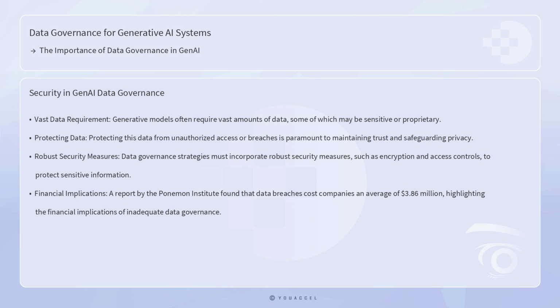Security is another critical dimension of data governance in GenAI. Generative models often require vast amounts of data, some of which may be sensitive or proprietary. Protecting this data from unauthorized access or breaches is paramount to maintaining trust and safeguarding privacy. Data governance strategies must incorporate robust security measures, such as encryption and access controls, to protect sensitive information. A report by the Ponemon Institute found that data breaches cost companies an average of $3.86 million, highlighting the financial implications of inadequate data governance.